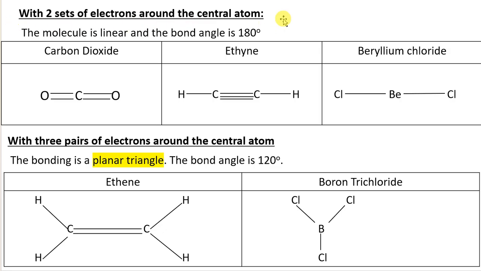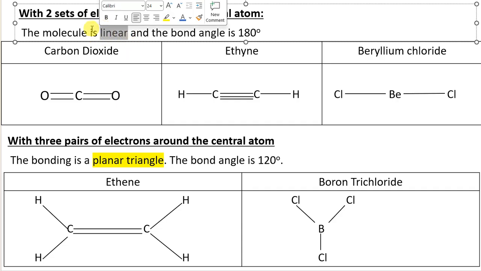2 sets of electrons around the central atom. I'm looking at carbon dioxide, my first example. The molecule is linear and the bond angle is 180 degrees. I'm going to highlight linear. It's too easy to forget, but all in one straight line. My sets of electrons in CO2, the electrons in the 2 double bonds get as far away as they can. That means 180 degrees. That means it's a linear molecule.